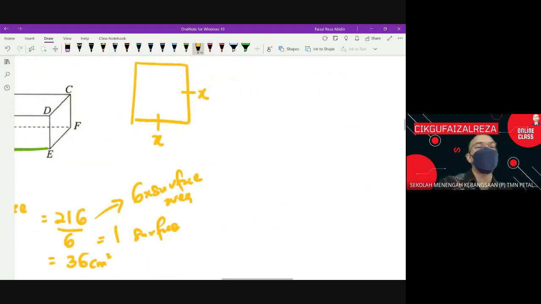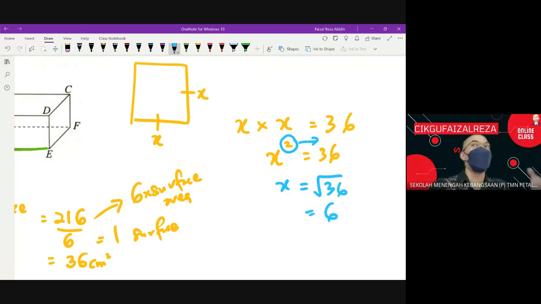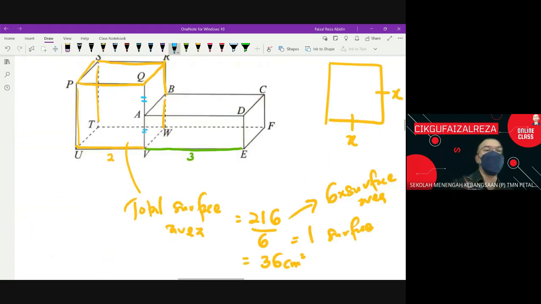Okay, how to get area? Yes, x times x equals 36. So x times x, isn't it x squared, equal to 36. So you have 6 for the length of our cube there. The width and the length is going to be the same. Can you understand?